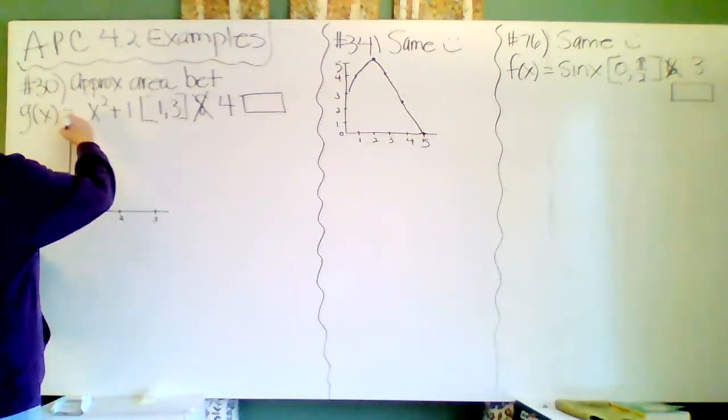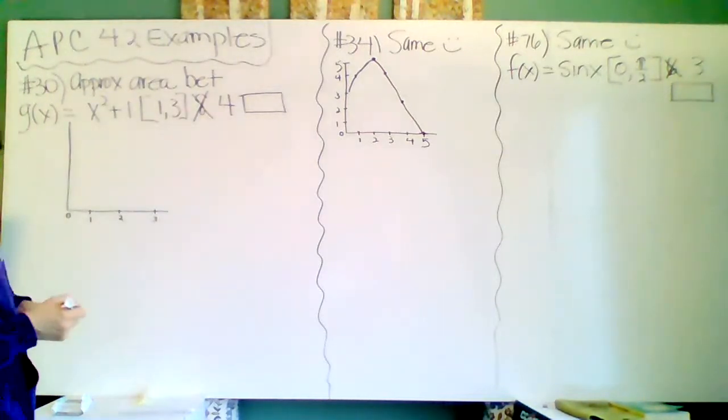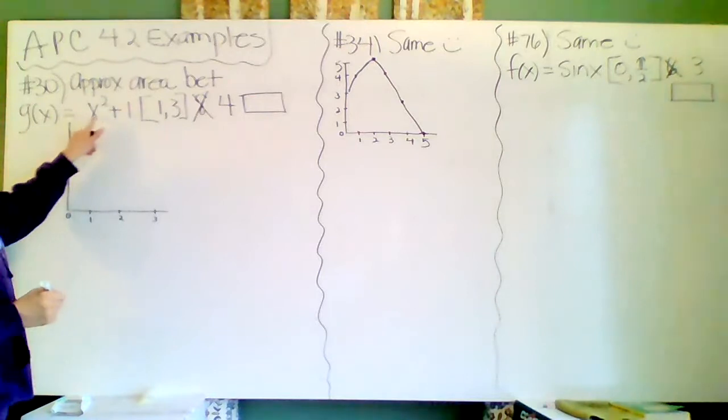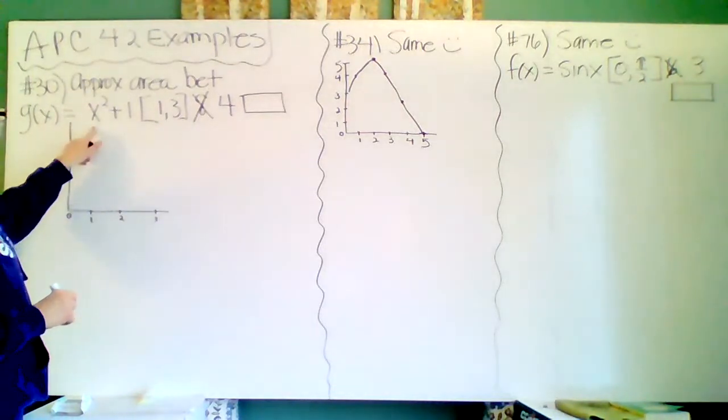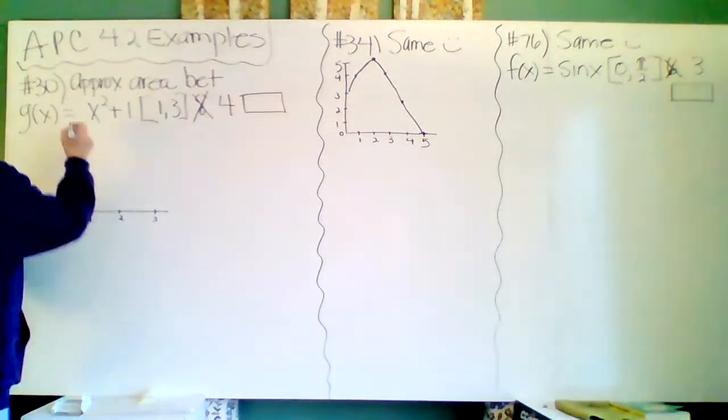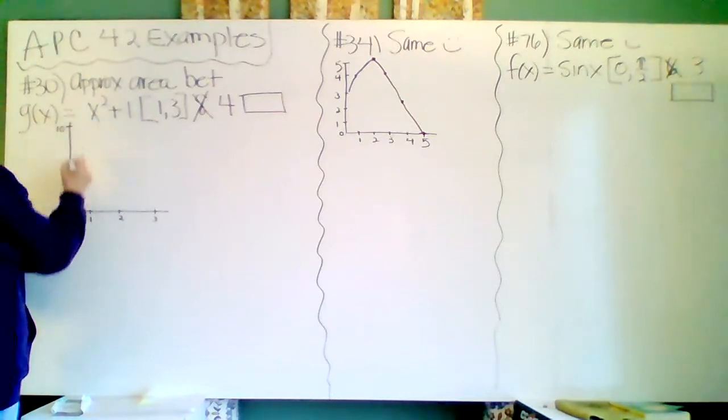Then, of course, on my y-axis, I need to know what y's I need. Well, at 1, when I put 1 into the function, I get a 2 out. And when I put a 3 in, 3 squared plus 1, I get a 10 out. So I need to know how to space it. So 2, 4, 6, 8.